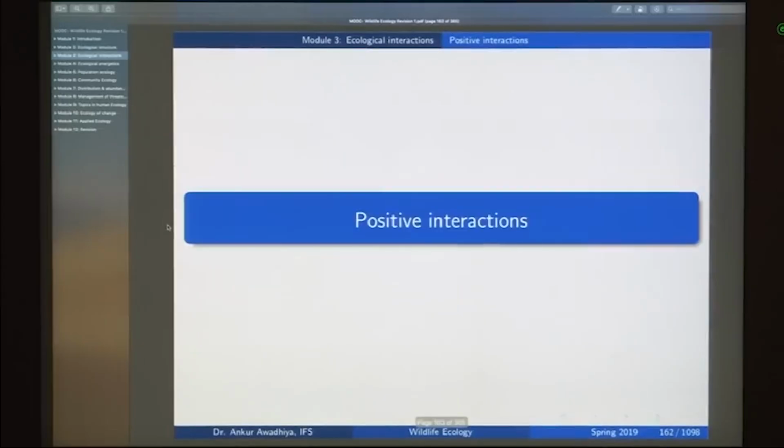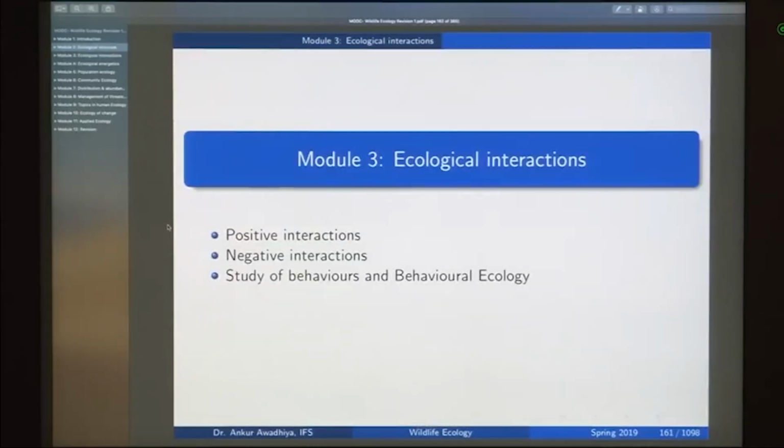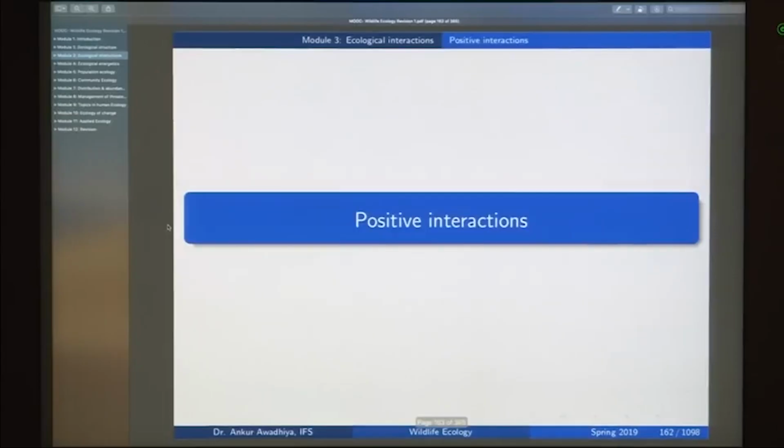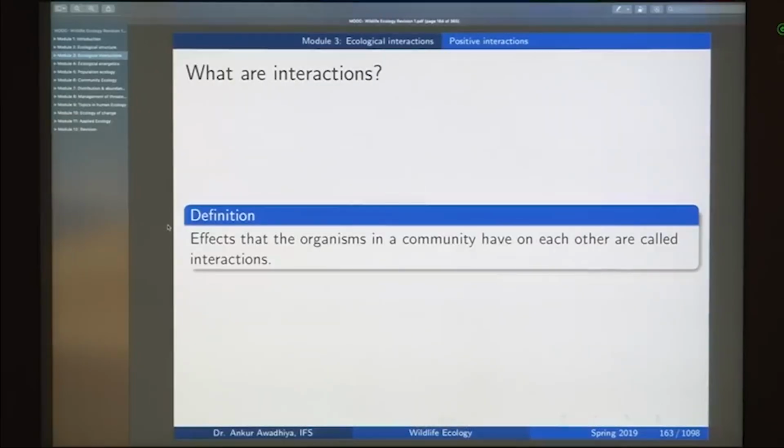Next we looked at ecological interactions: positive, negative and behavioral ecology. In the case of positive interactions, we first began with what interactions are.